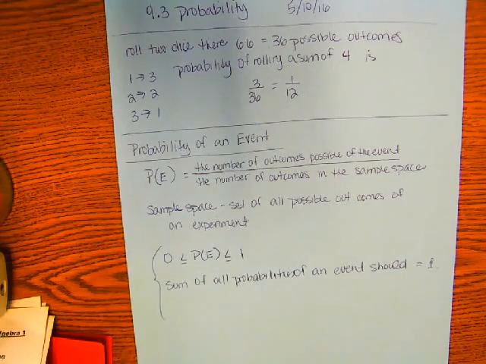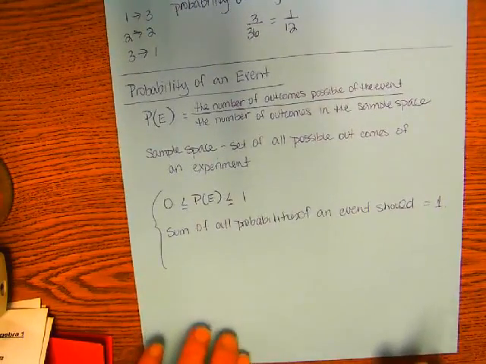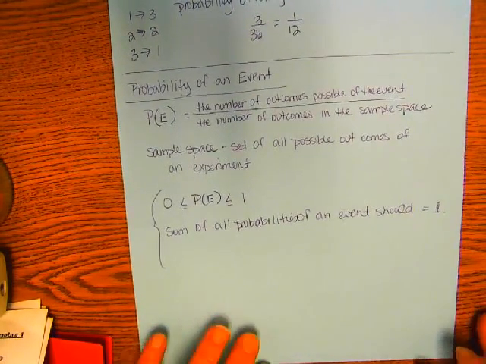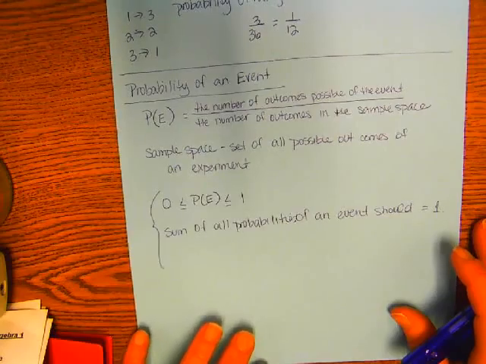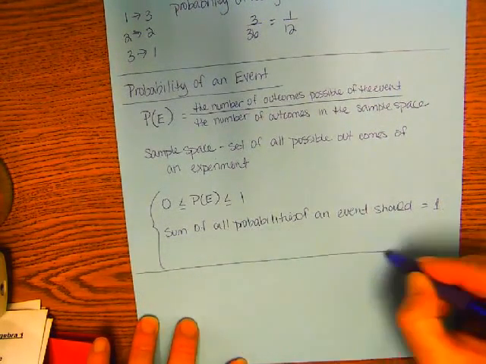Good. All right, so let's talk about how we can use the multiplication counting principle with this. To do this example, I am going to say I have a bag of Skittles.